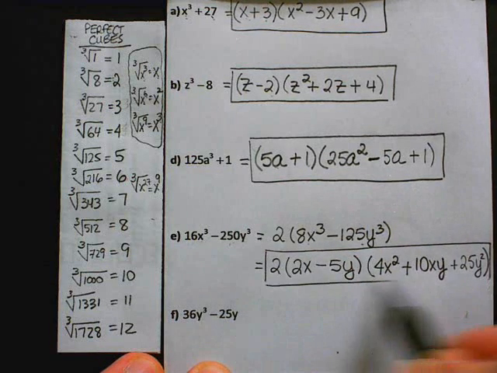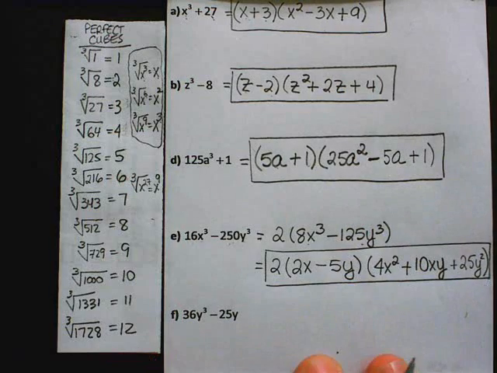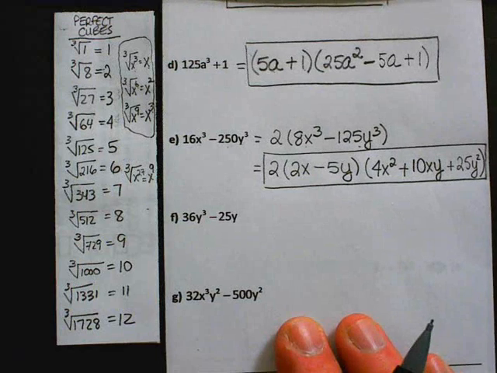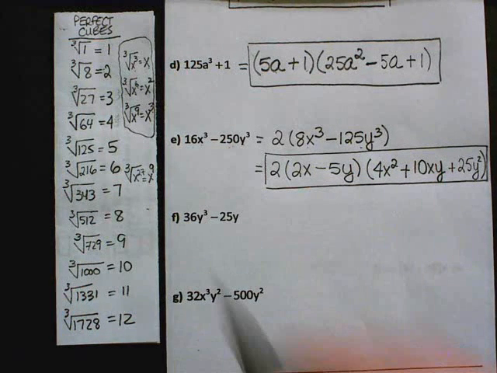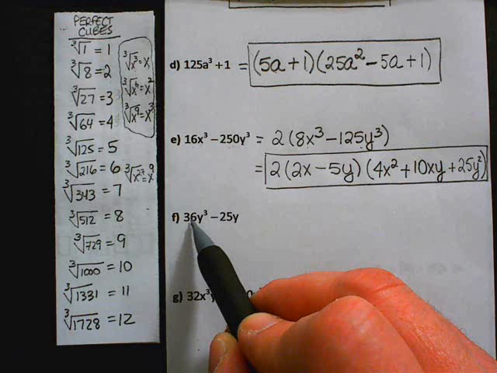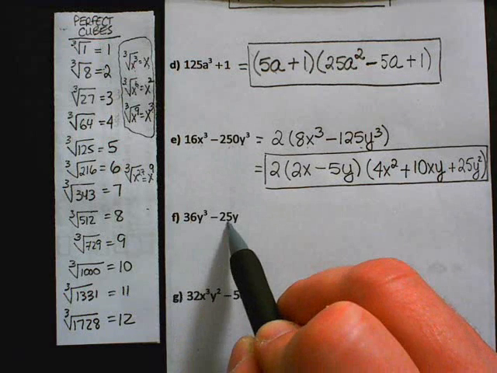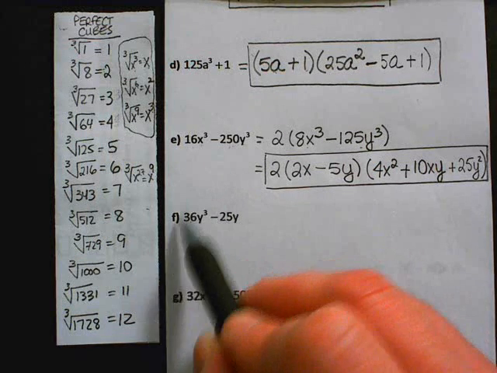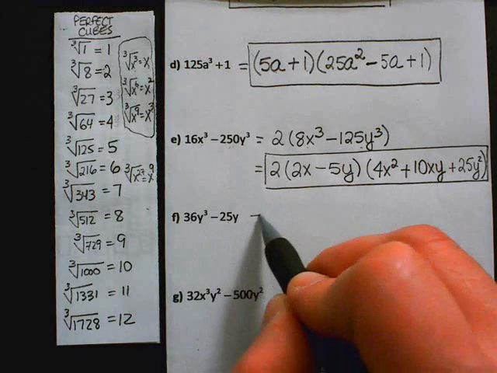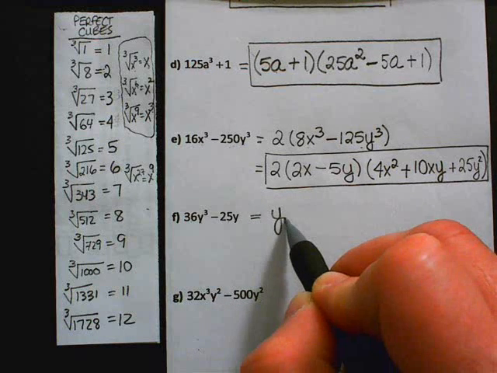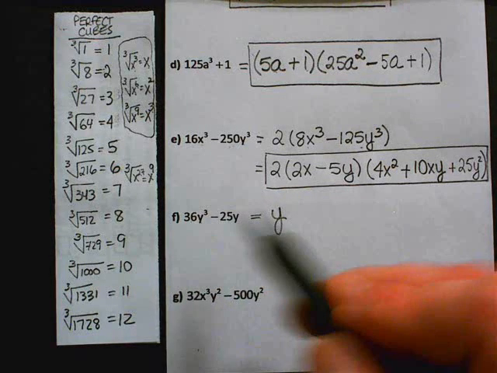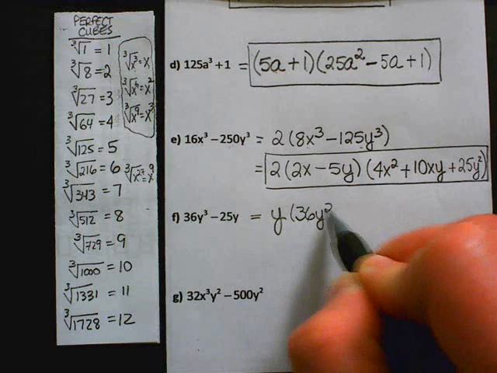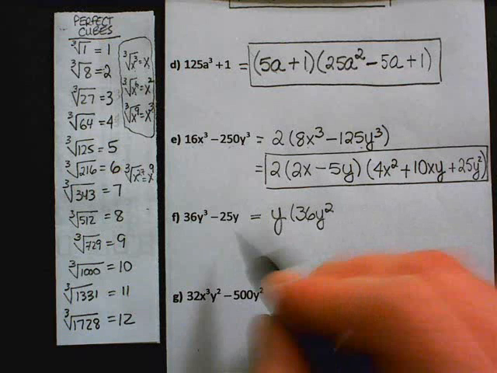Alright, very well. Let's continue on to the next problems. The next problems, I do not have a perfect cube here nor here. I have a perfect cube here, but not here. Ask yourself, can I factor anything from both? And the answer is yes, I can factor out a y. And by factoring out a y, 36y cubed becomes 36y squared, and then negative 25y divided by y is negative 25.